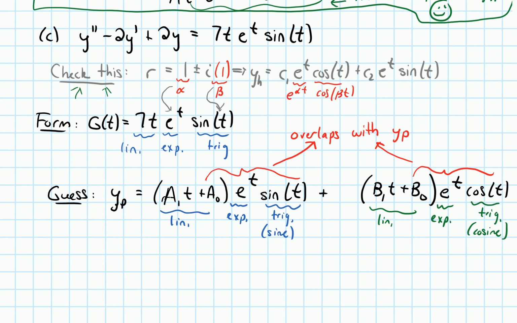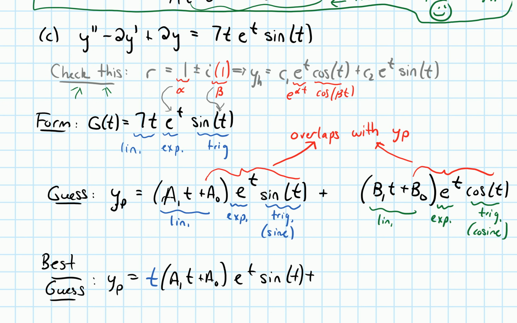Okay, so we need to adjust our guess, and it'll turn out I'm only going to need to multiply by t once here. So let's do it, and then we'll talk briefly about why. So if we multiply by t, we'll get t times the first part, a1t plus a0, times e to the t times sine of t, plus t times the second part, so plus t times b1t plus b0 times e to the t times cosine t.